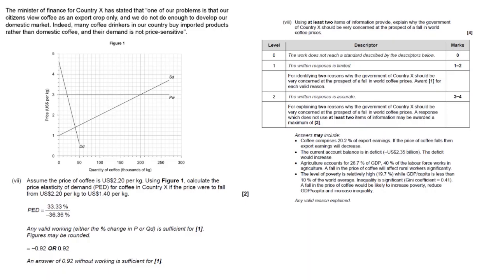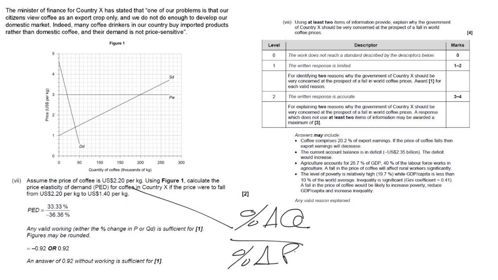Now here we go to this part. In this part, we have to compute the price elasticity of the coffee. So I will put down the formula like this. It will be percentage change in the quantity over the percentage change in price. Now let's take a look at the price. It would be from 2.2 dropping to 1.40. So this would be the percentage change in price.